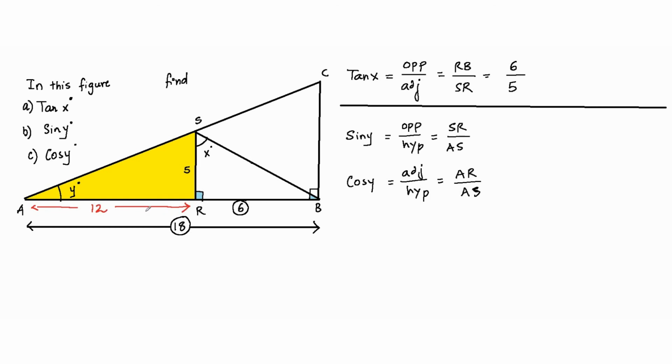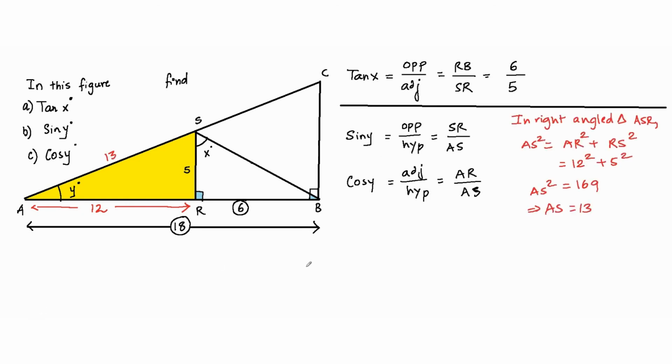If this length is 12 units, now I can consider triangle ASR and I can apply Pythagoras theorem in that triangle. So let me quickly do that. So I applied Pythagoras theorem and I found that AS is actually 13. So now do we know all the measurements?